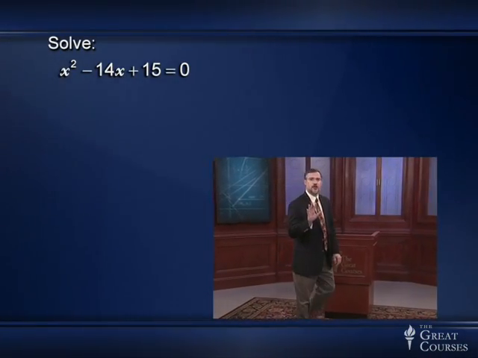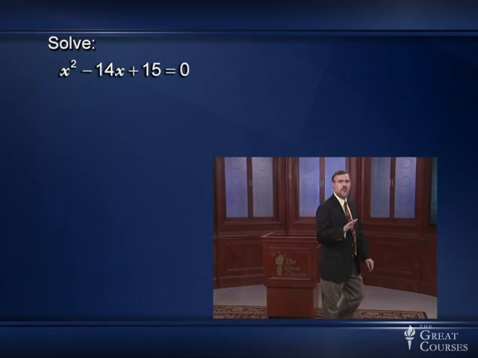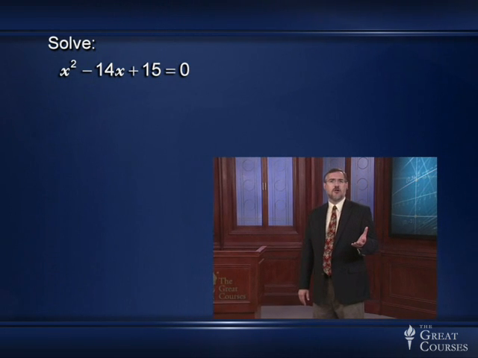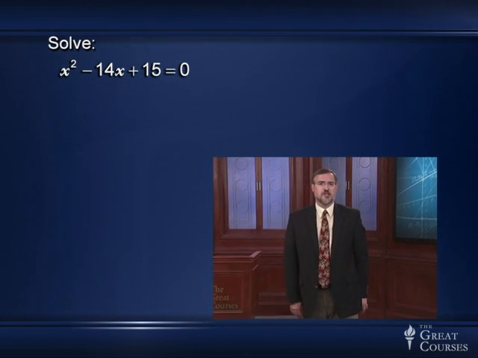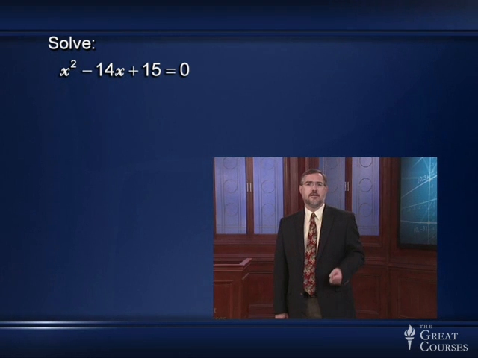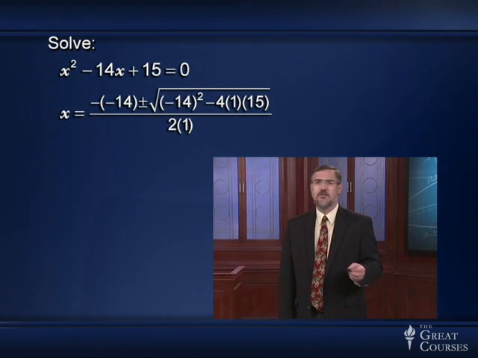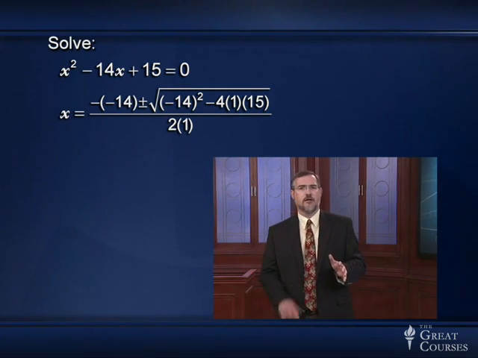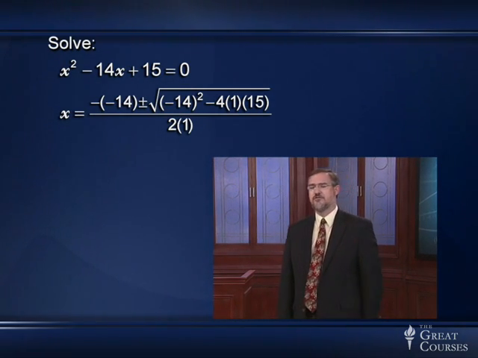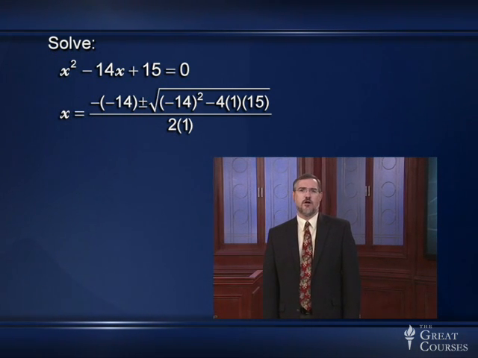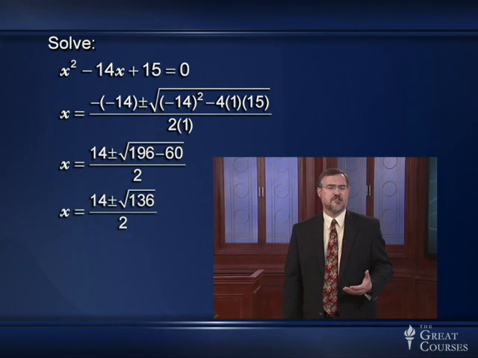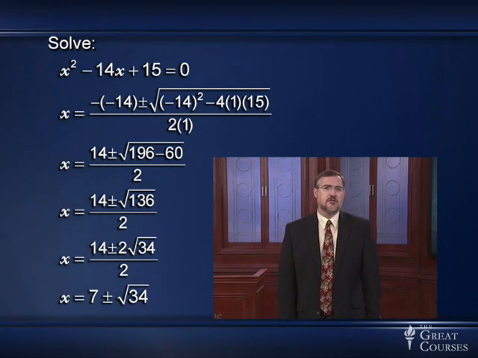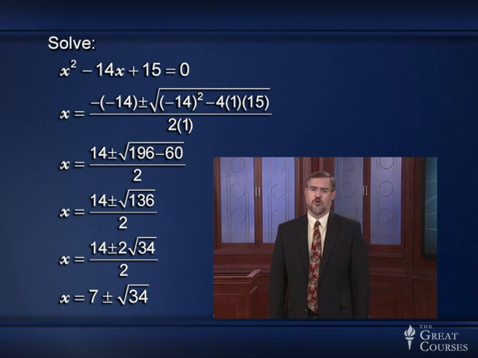Consider the quadratic polynomial equation x squared minus 14x plus 15 equals 0. I know from the quadratic formula that I can find the roots of this really quickly. They're going to be x equals the negative of negative 14 plus or minus the square root of negative 14 squared minus 4 times 1 times 15, divided by 2 times 1. If you do the arithmetic, as we've done several times in other lessons, you're going to find that the roots are x equals 7 plus or minus the square root of 34.